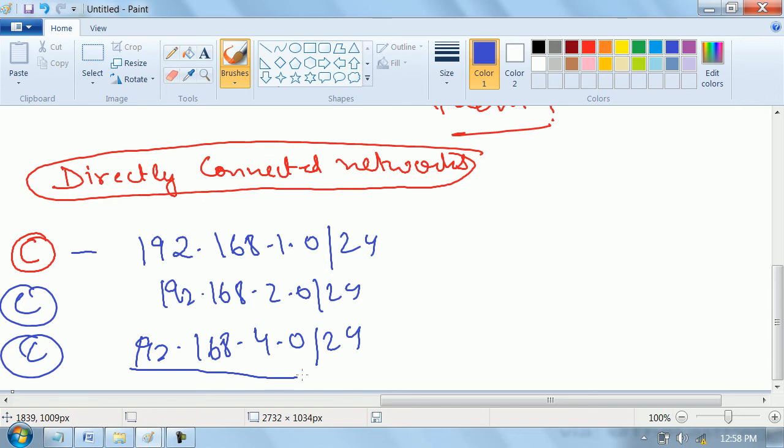This network is connected to. It means in the routing table one more piece of information must be there. What is that information? That this particular network is connected to which interface. Only then can the router send traffic out of that interface. Maine kya bola? Router ko destination ke baare mein pata hai. That destination is this network 192.168.4.0. Par abhi router ko outgoing interface ke baare mein koi bhi information nahi hai.